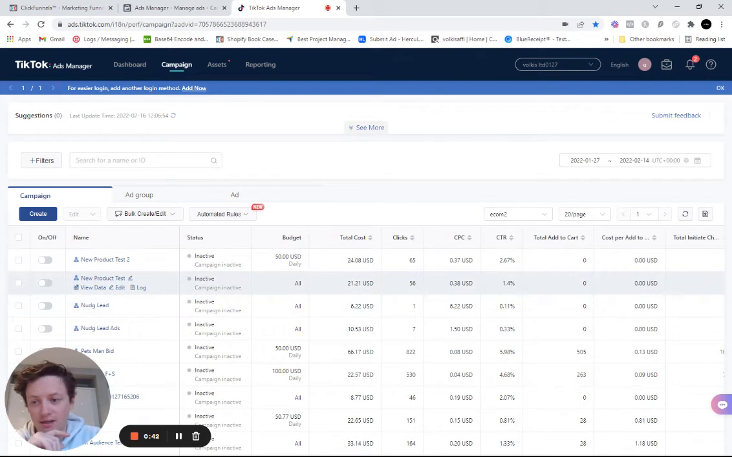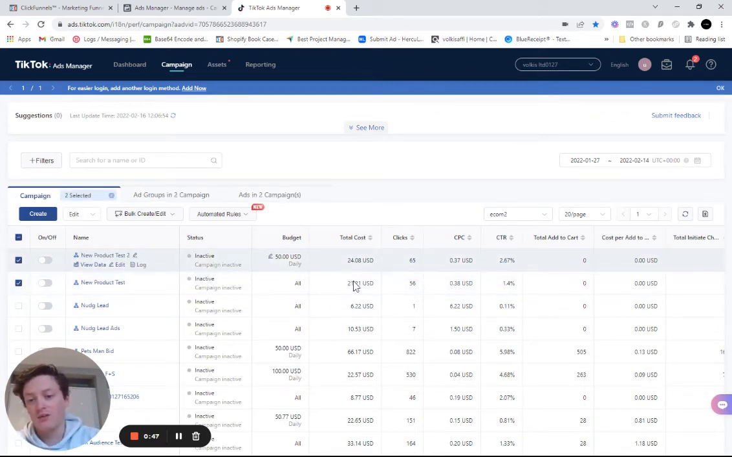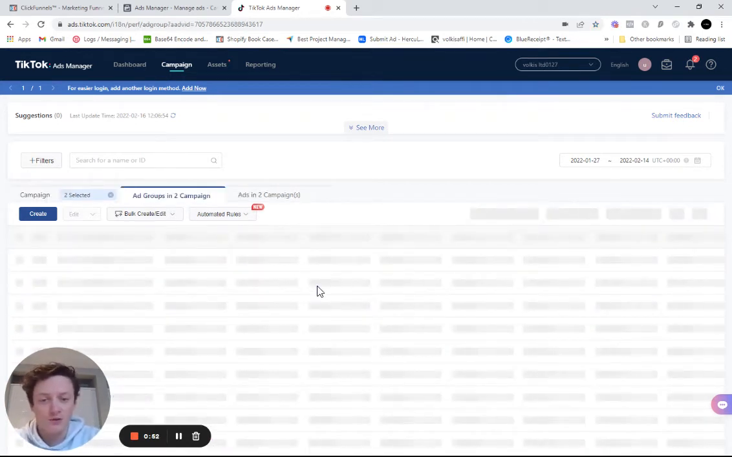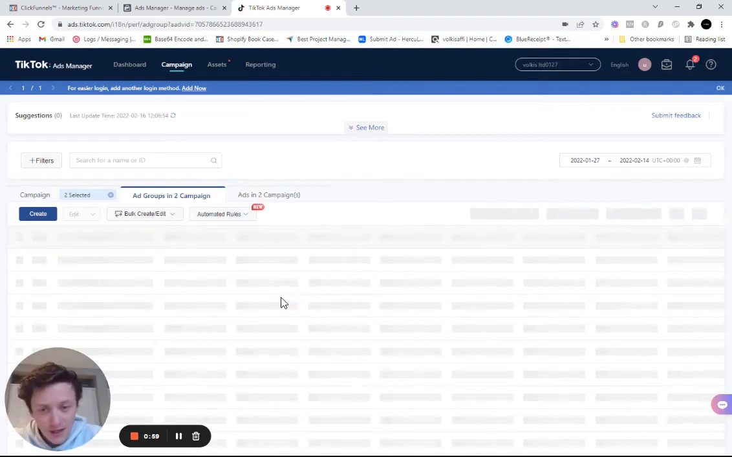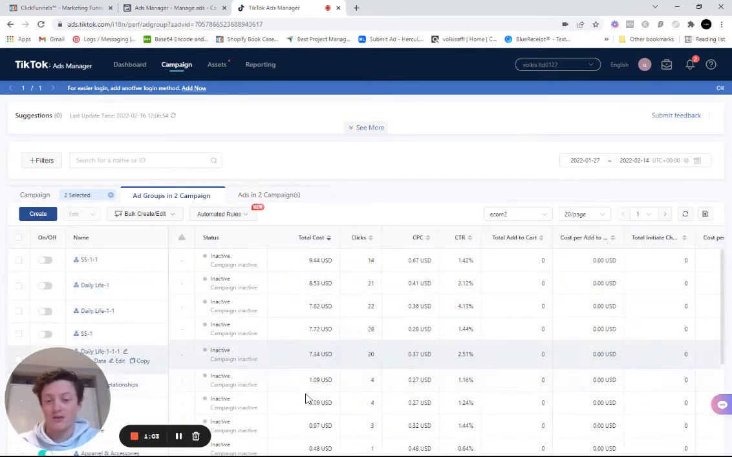You can see here, these are the two new product test campaigns, both of which only spent about $20 or $25 each. If we then dive into the ad groups of these campaigns and then we filter by cost, you'll see the only thing that actually spent on these campaigns were these ad sets here. And if you watch one of my older videos about spending issues on TikTok, this is what we ran into. And to be honest with you, I'm pretty tired of it. And I've moved on to Facebook for this test. And you'll see why in just a minute.